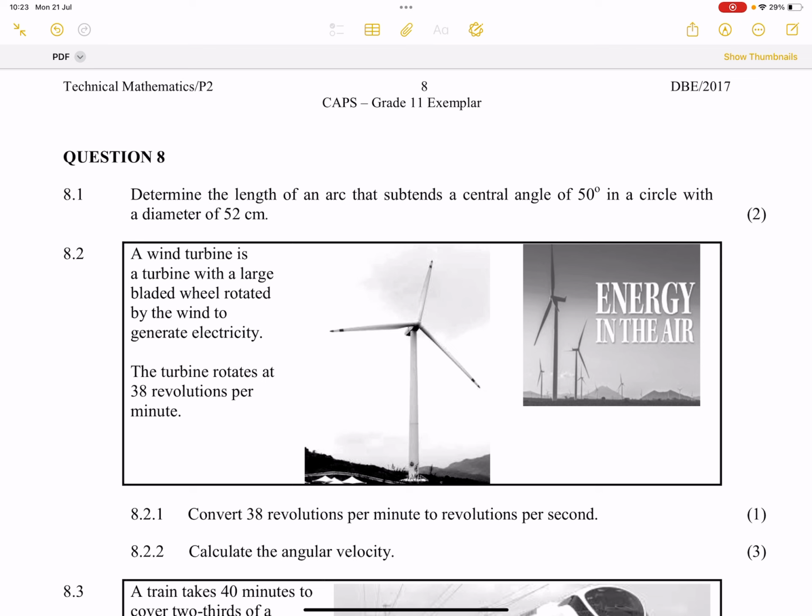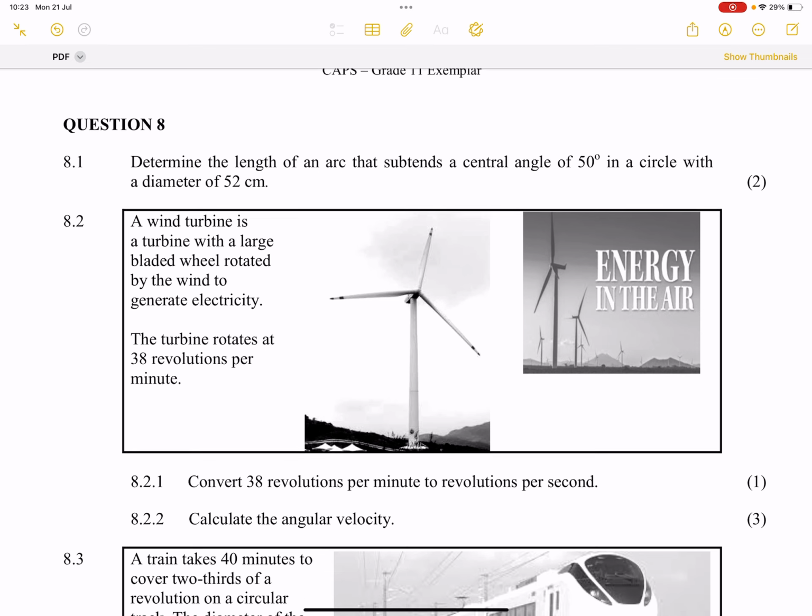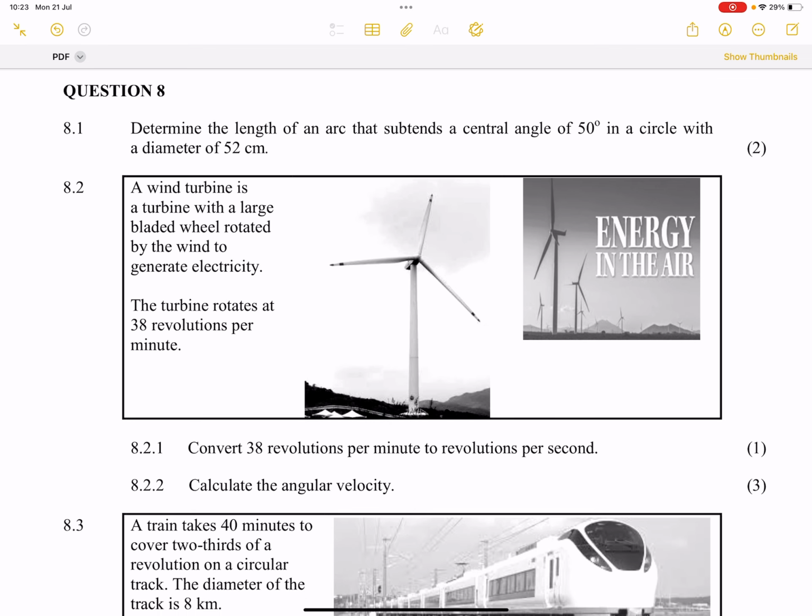All right, so let's get right into the question. They say to us, determine the length of an arc that subtends a central angle of 50 degrees in a circle with a diameter of 52 centimeters.